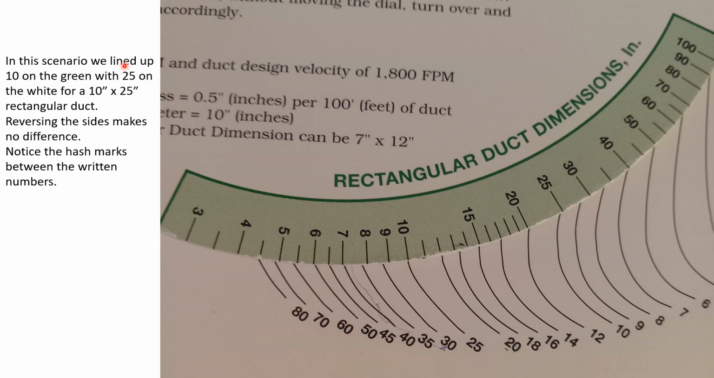In this scenario, we lined up 10 on the green with 25 on the white for a 10 by 25 rectangular duct. Reversing the sides makes no difference. Notice the hash marks between the written numbers. So this is a 10, 11, 12, 13, 14, and 15, and so forth. It's pretty easy, but believe it or not, some people do have issues with that. So I just want to make sure you realize that.